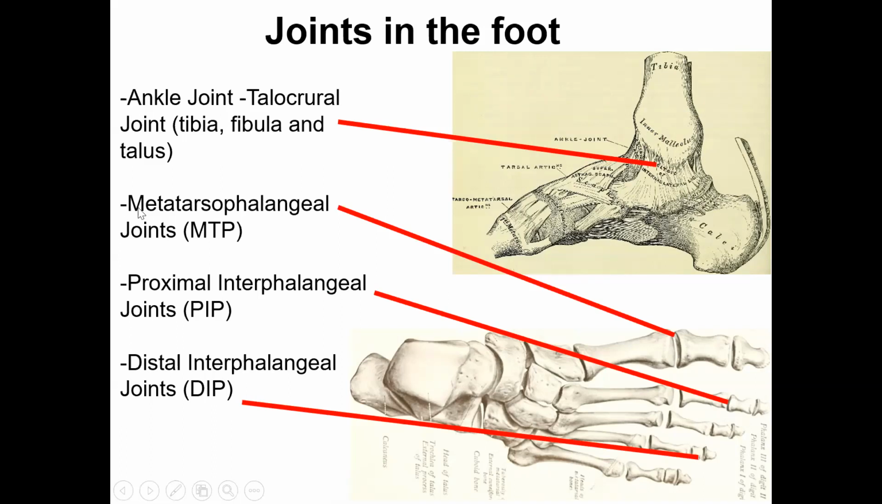In the foot, we've also got the metatarsophalangeal joint. That's between the metatarsals and the phalanges, the proximal row. We've got the PIP or the proximal interphalangeal joint between the proximal row and the middle row. And then we've got the DIP, the distal interphalangeal joint between the middle row of phalanges and the distal row. We want to bear in mind here that we have only a distal interphalangeal joint. There's no PIP in the great toe because there's no middle phalange in the great toe.